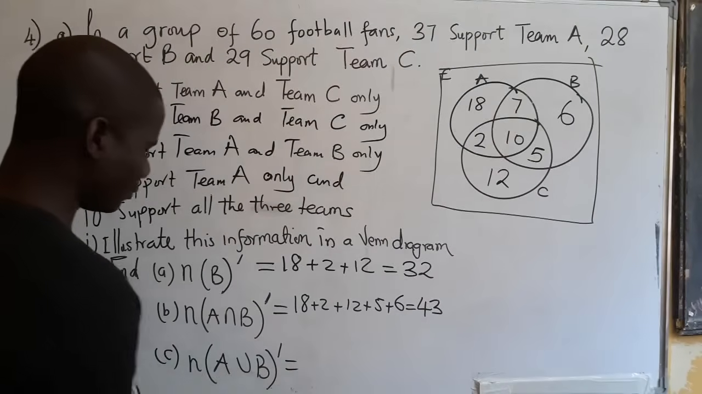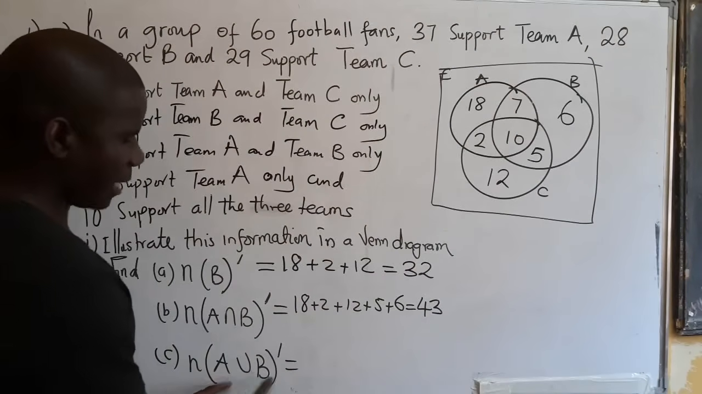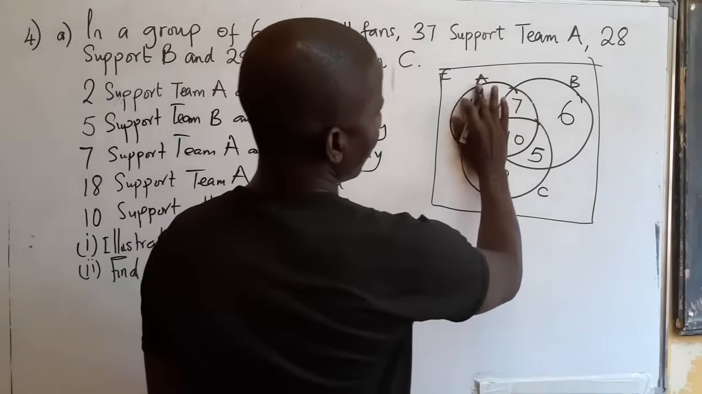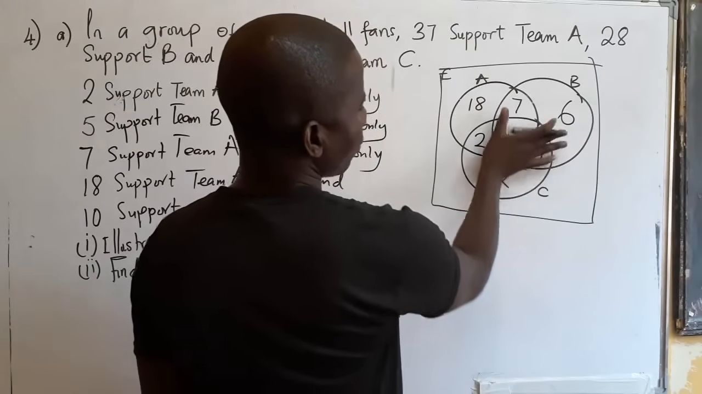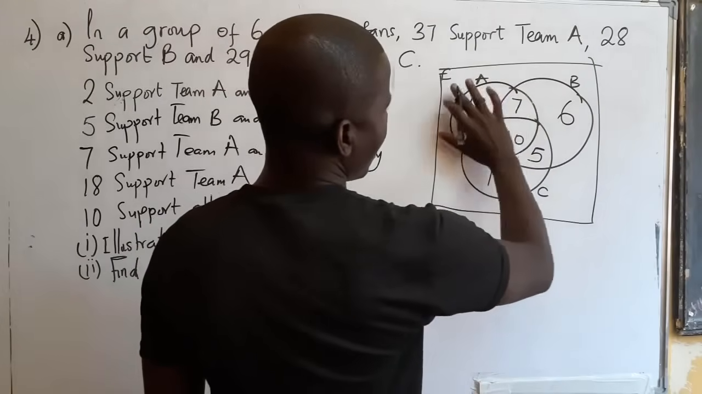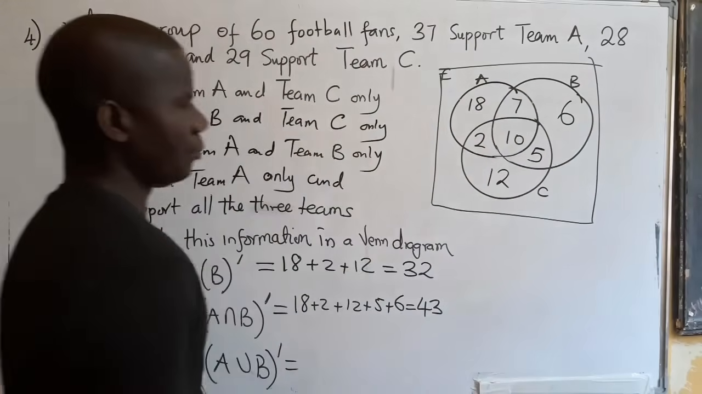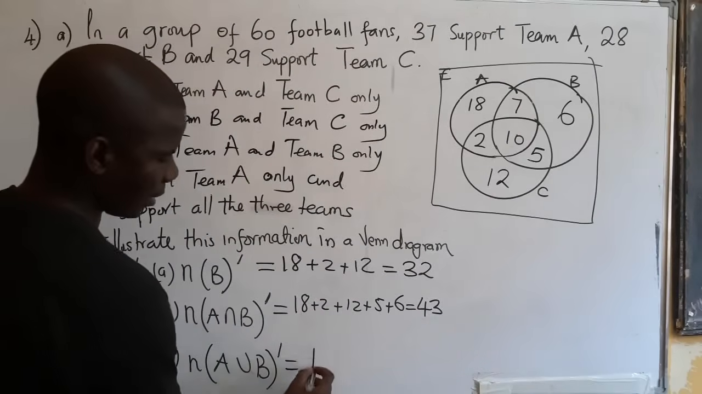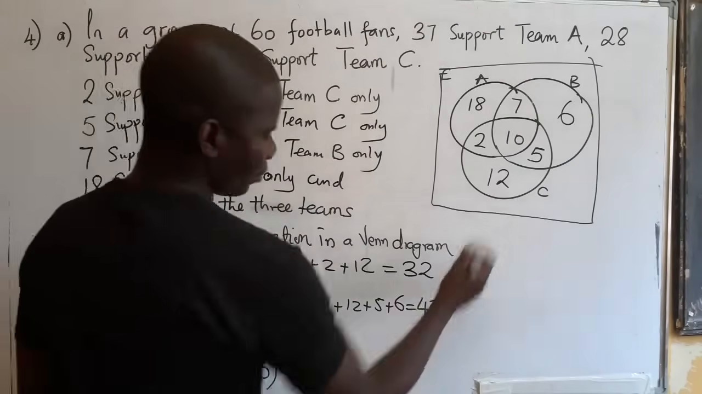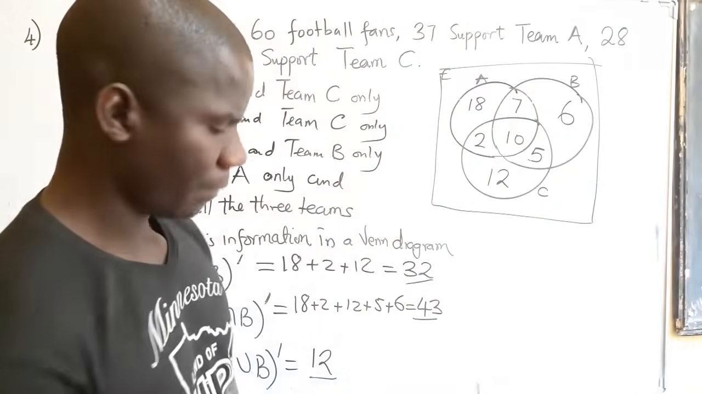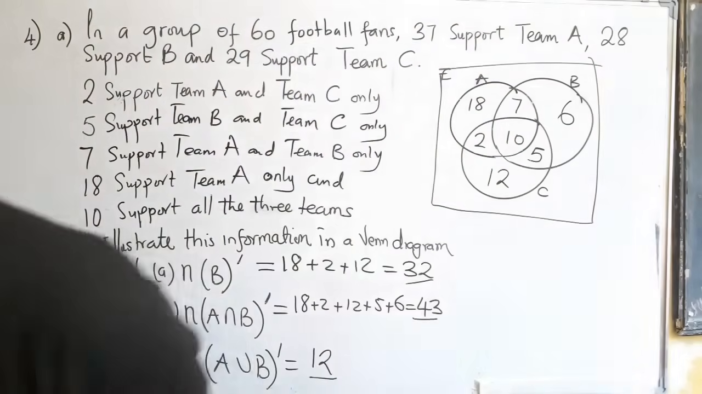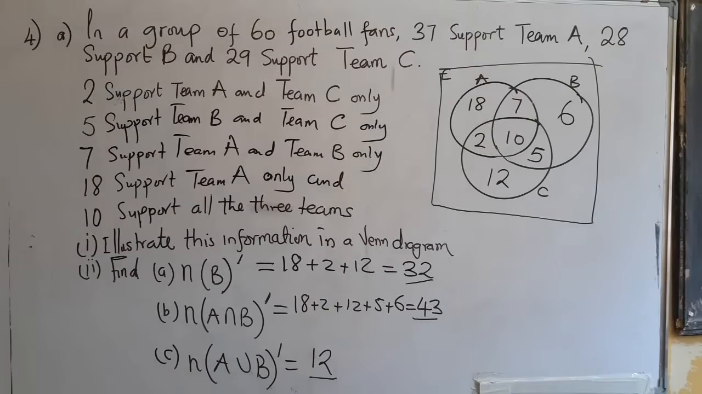Then the last one, a union of A and B. The union of A and B are these ones here, isn't it? Now we are saying complement. So meaning these A and B should not be there. So what we remain with is just 12. This 12 here. So these are the answers that we are supposed to have to that question. That's all. So we go to the other question, which is question 4b.